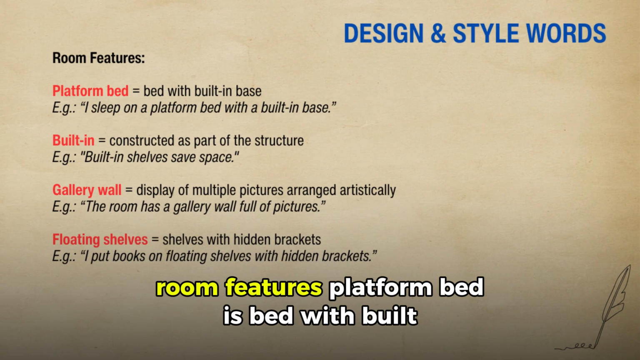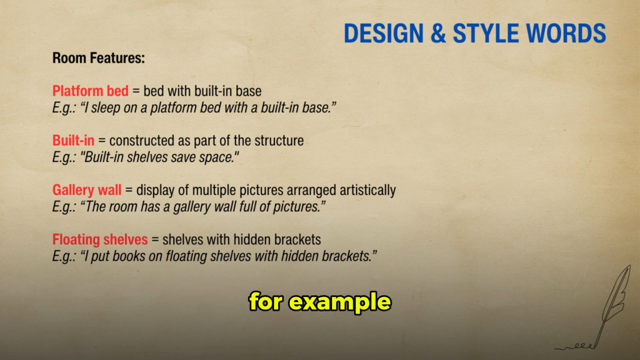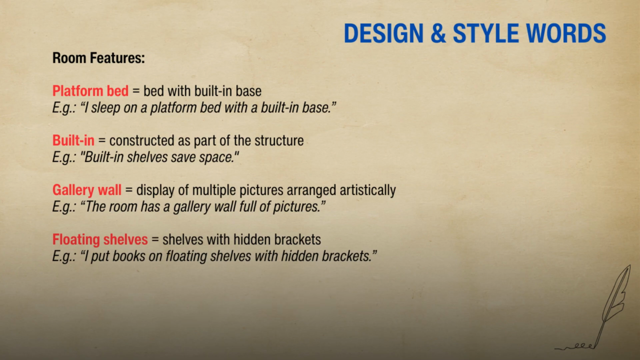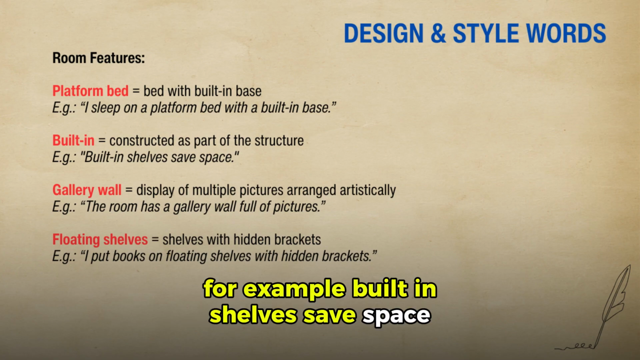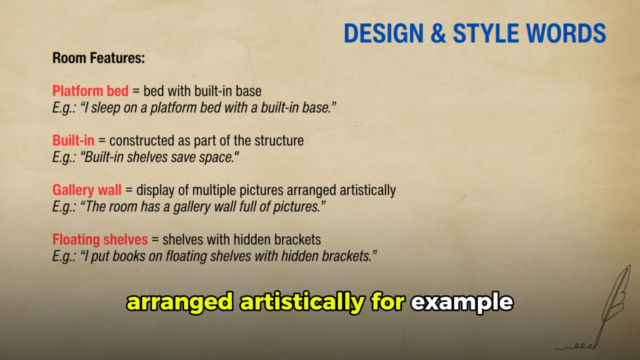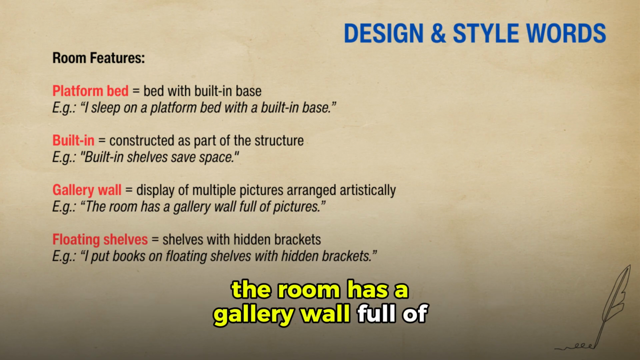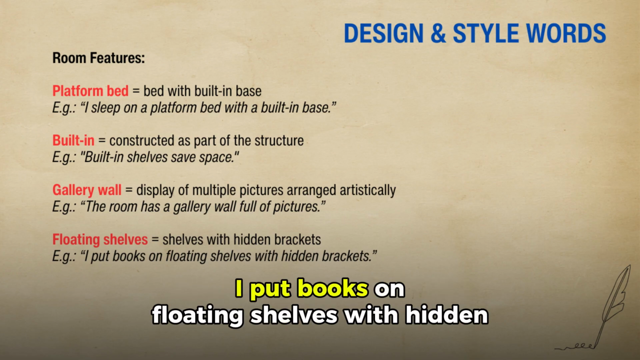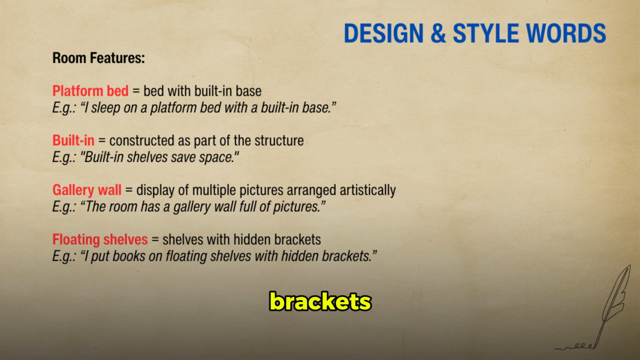Room features. Platform bed is bed with built-in base. For example, I sleep on a platform bed with a built-in base. Built-in is constructed as part of the structure. For example, built-in shelves save space. Gallery wall is display of multiple pictures arranged artistically. For example, the room has a gallery wall full of pictures. Floating shelves is shelves with hidden brackets. For example, I put books on floating shelves with hidden brackets.